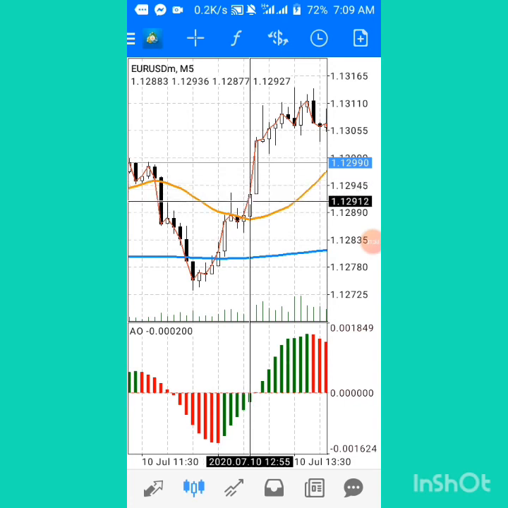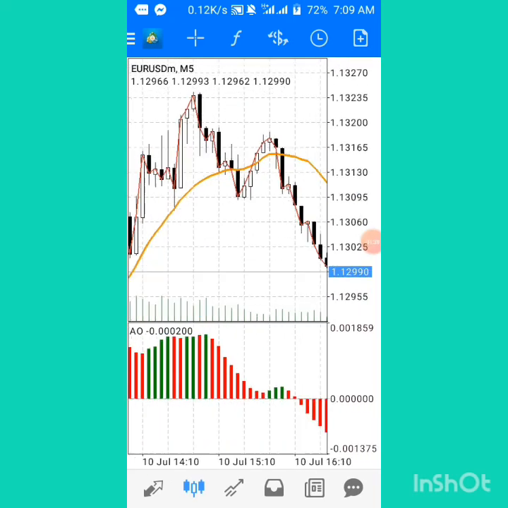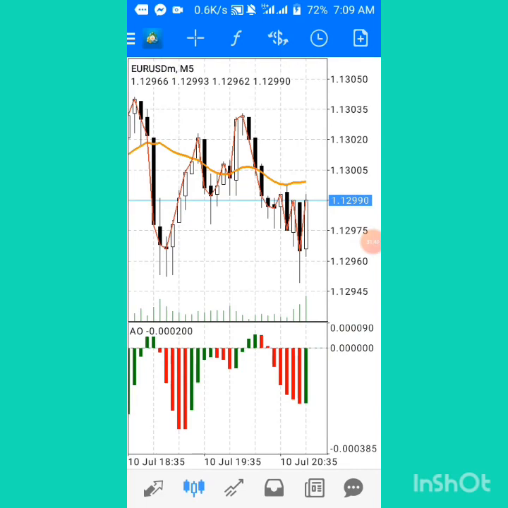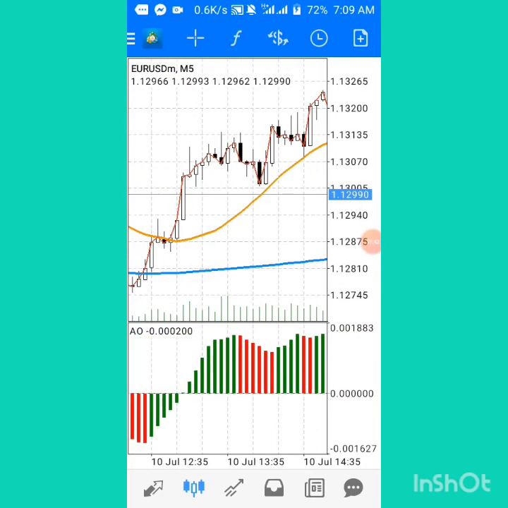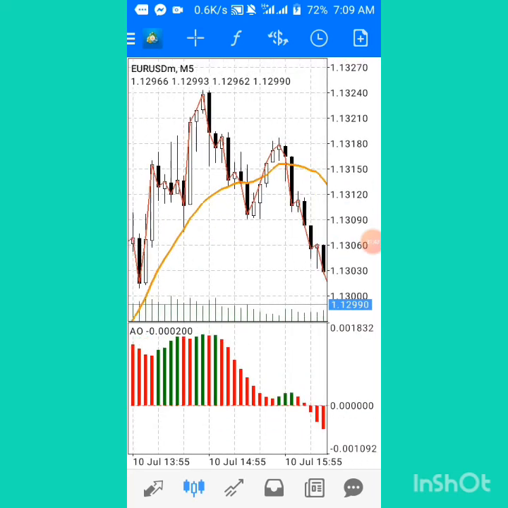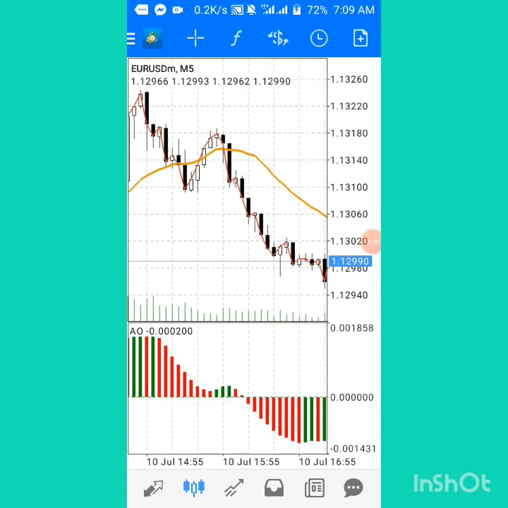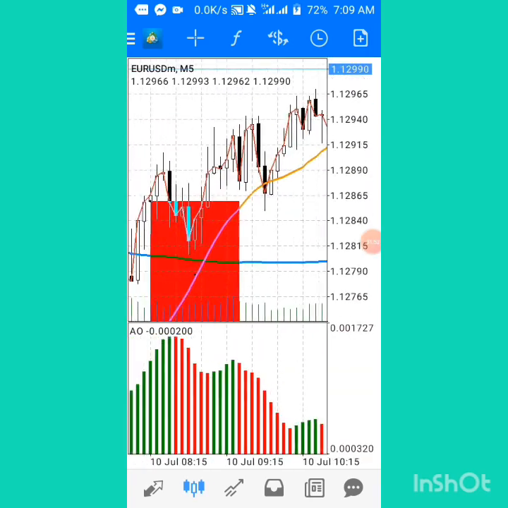So that's that about this strategy. That's that about how to use the MT4 app. So you can use this on a demo account on any assets. You can backtest it. Ensure that you understand the dynamics before you go live. So that's that for today.